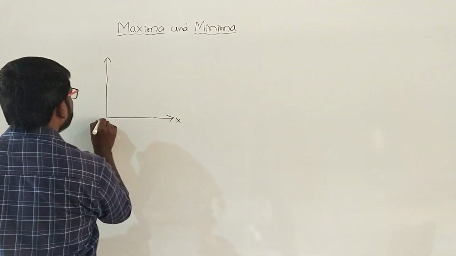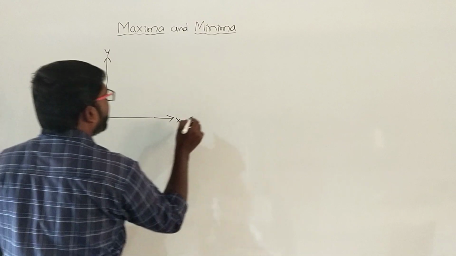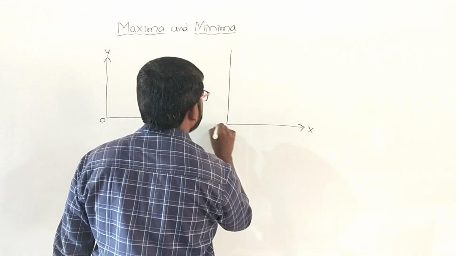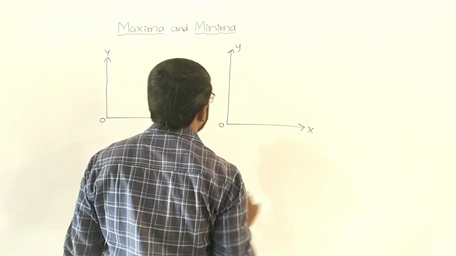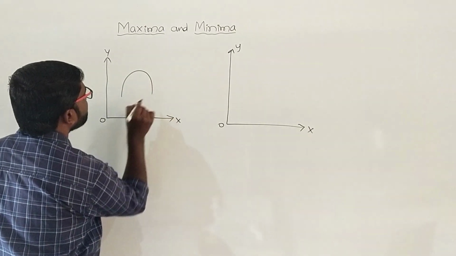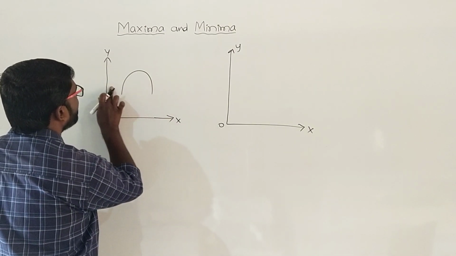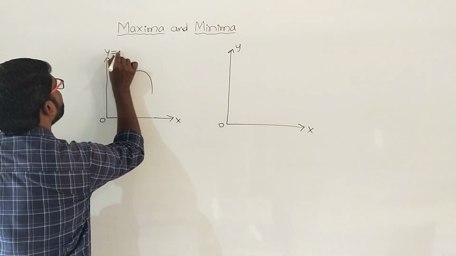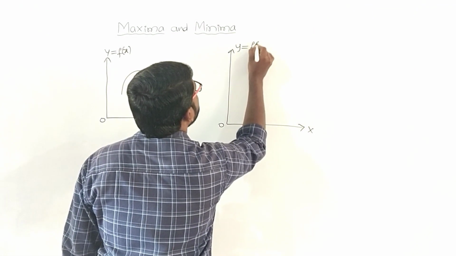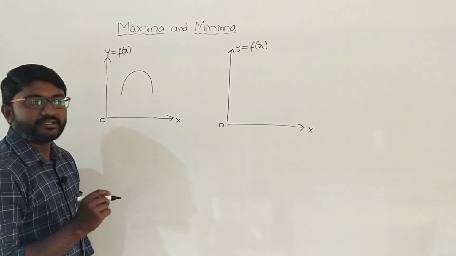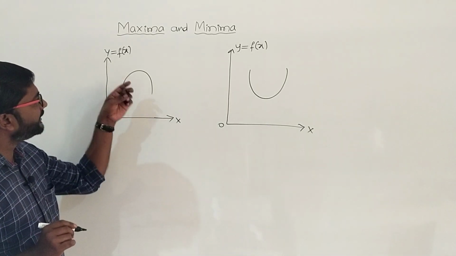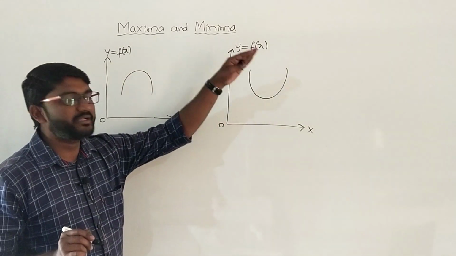This is x, o, y, and another one x, o, y. I consider this graph whose equation is y equal to f of x. Here I will take this graph. It is a parabola opening downwards, and the other is a parabola opening upwards.